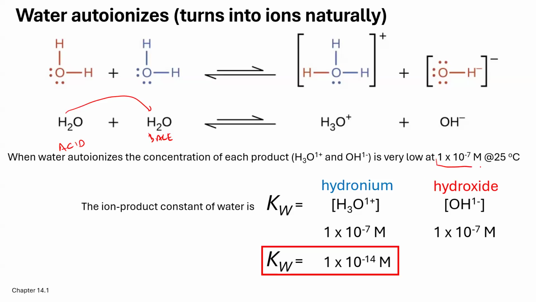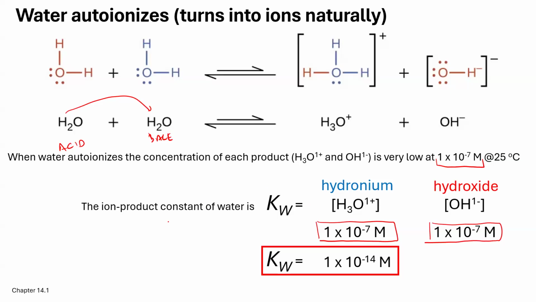It's 1.0 times 10 to the negative 7th. That's a very, very small amount, right? But whatever water lost, the same amount of water picked up that hydrogen, right? So then we have two values of 1 times 10 to the negative 7, 1 times 10 to the negative 7.